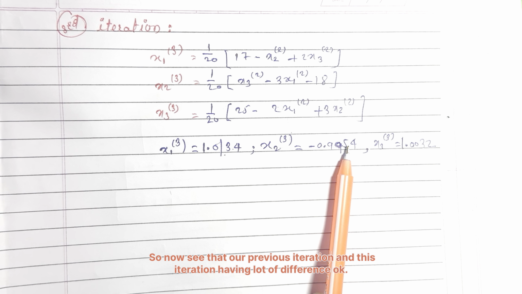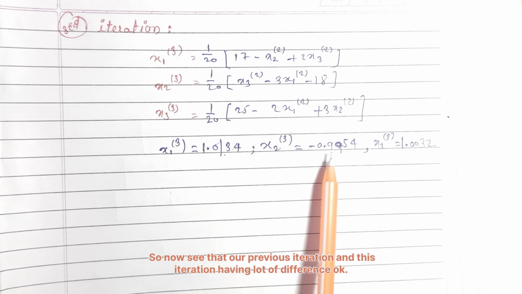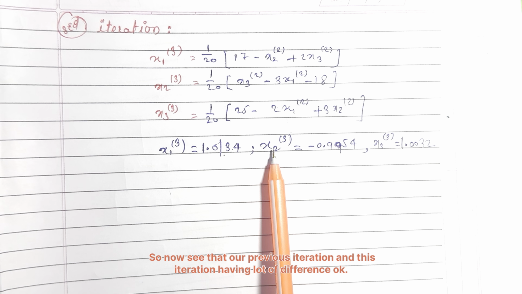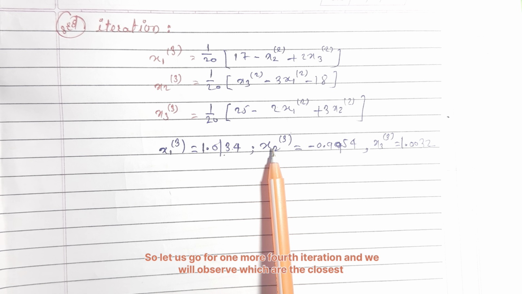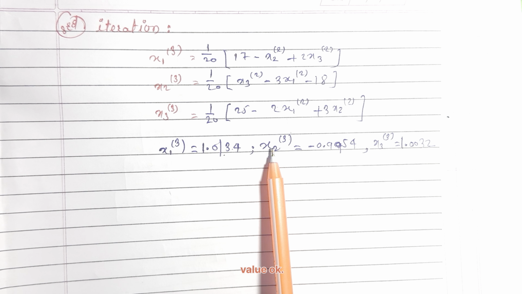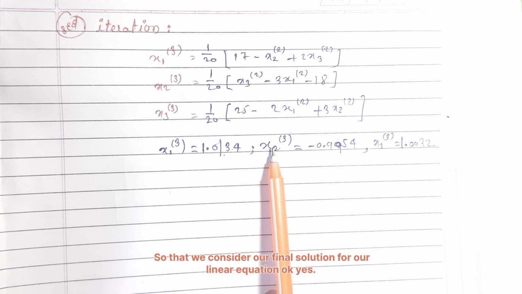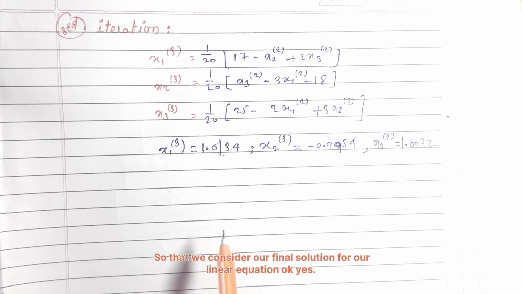Now see that our previous iteration and this iteration have a lot of difference. So let's go for one more, the fourth iteration, and we'll observe which are the closest values, so that we can consider our final solution for our linear equation. Now next, the fourth iteration.